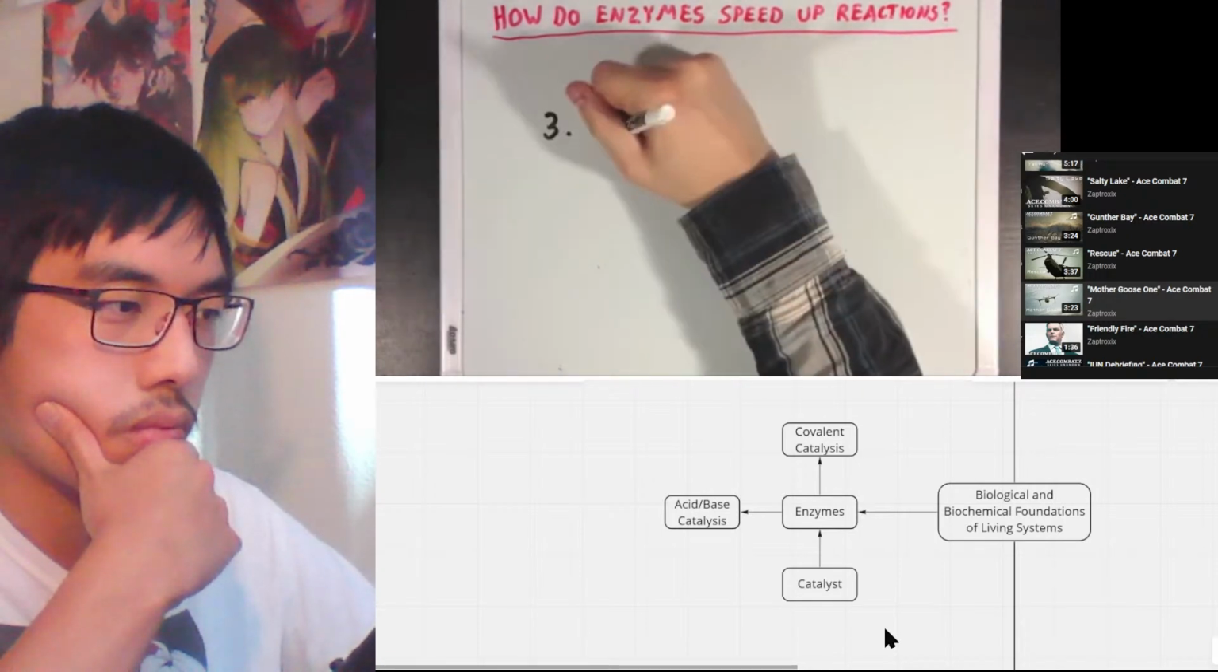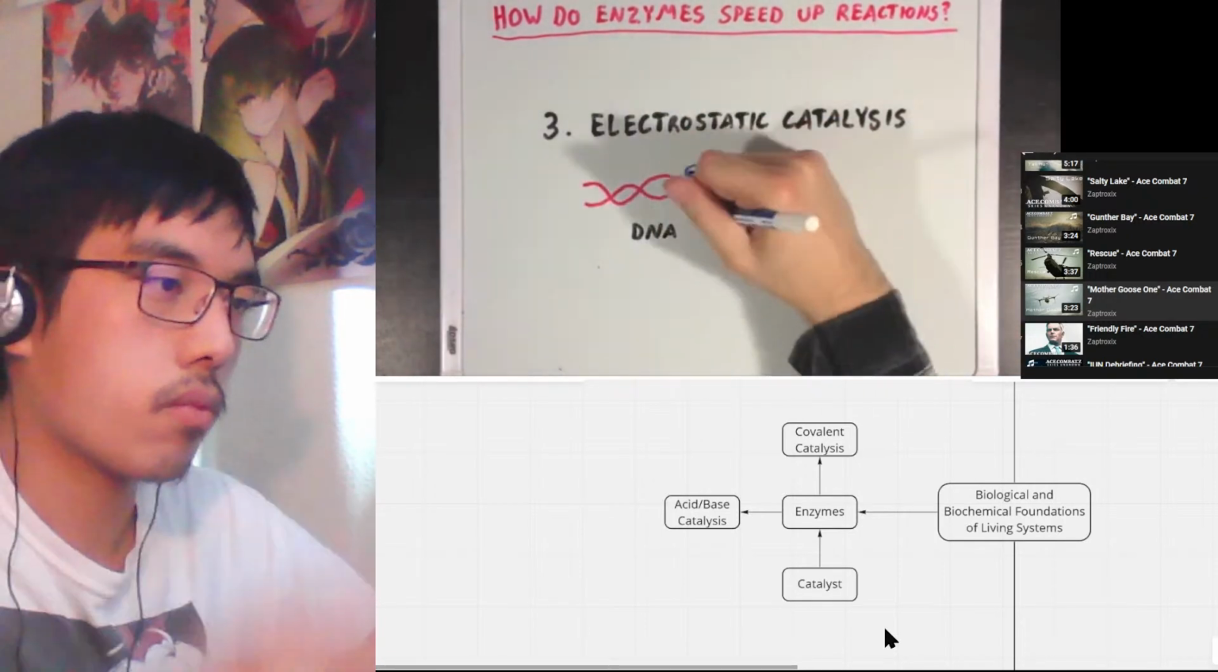Next we have electrostatic catalysis. Now if you remember, DNA is a very negatively charged polymer because of all the negatively charged phosphate groups that we find in DNA.